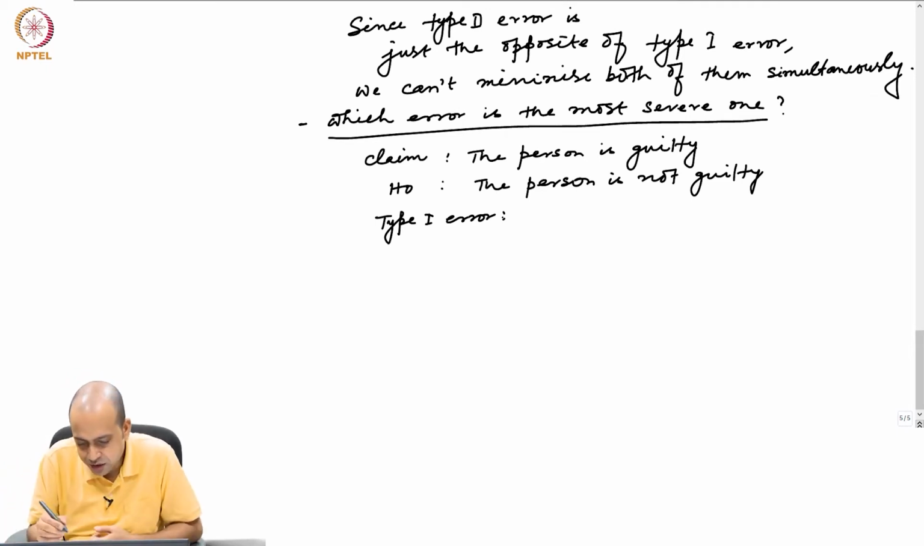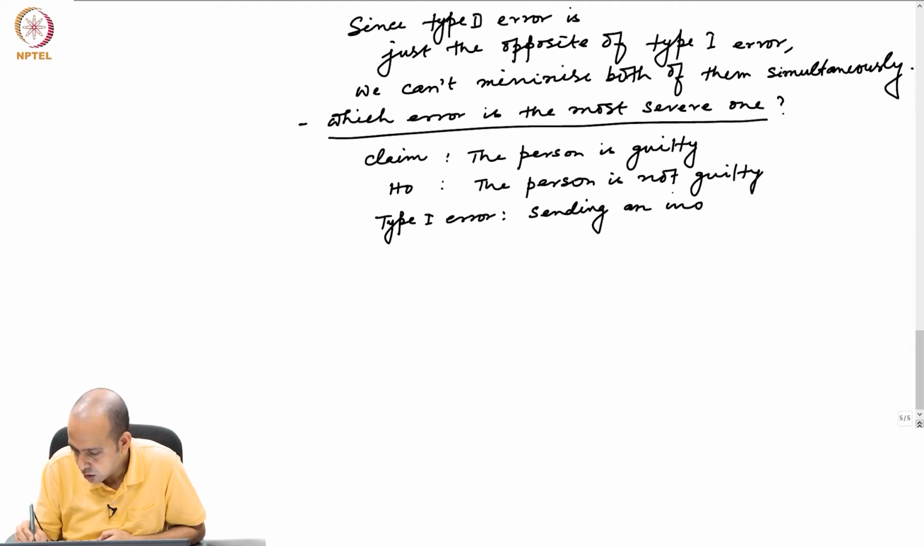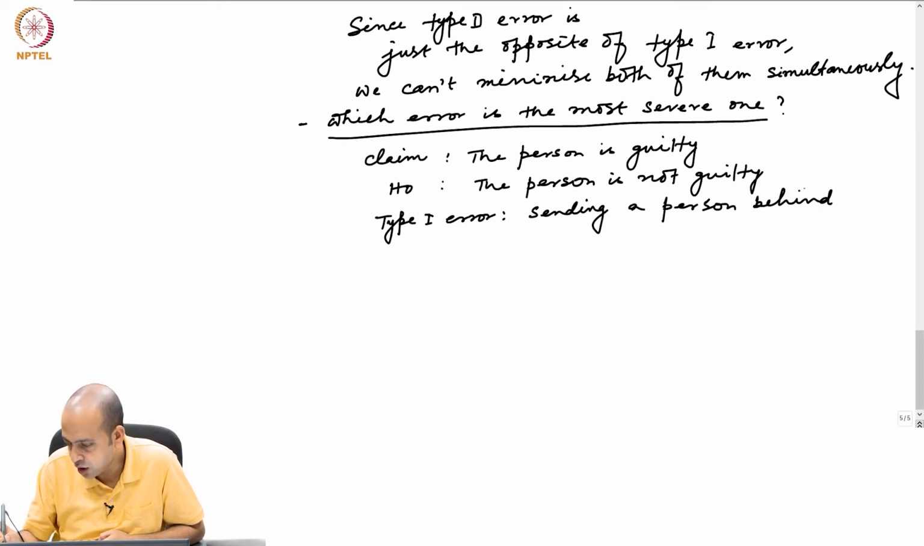Then what would be your type 1 error in this context? Type 1 error. So, you reject the null when it is true. That means you are rejecting the null hypothesis, the person is not guilty. The person is actually not guilty, but you are rejecting it when it is true. So, you are sending this person behind the bar.